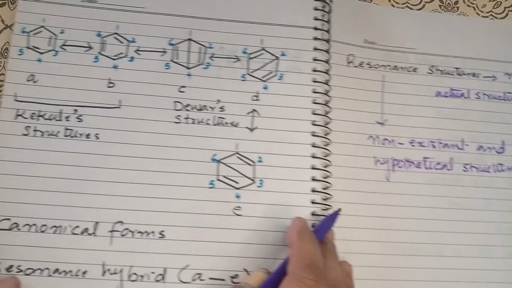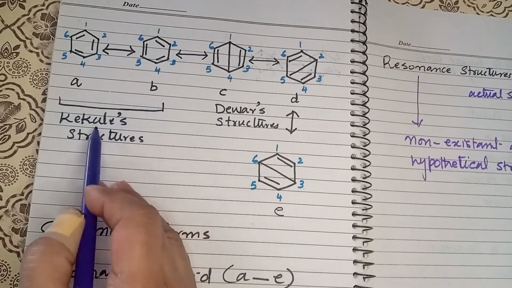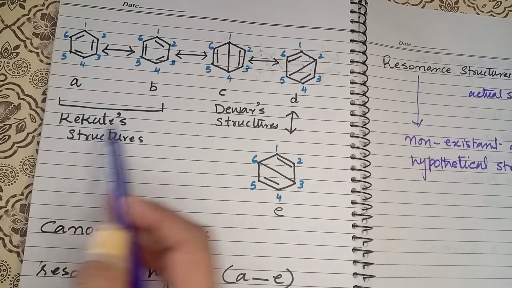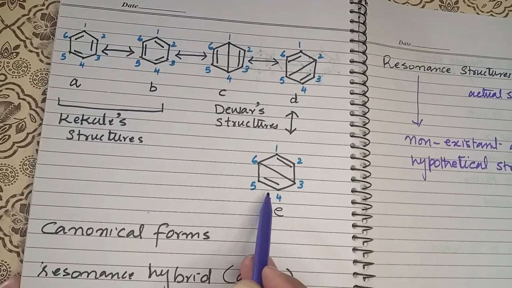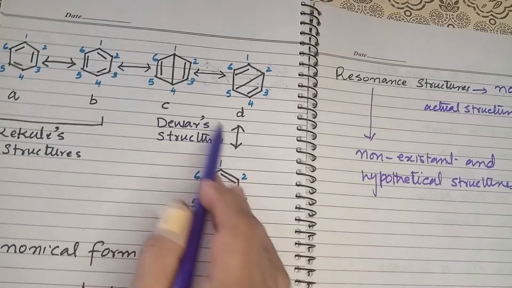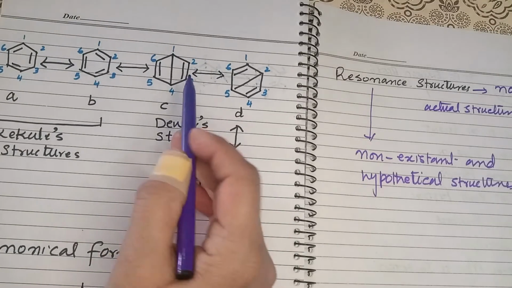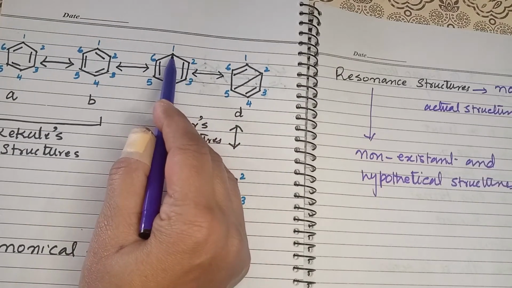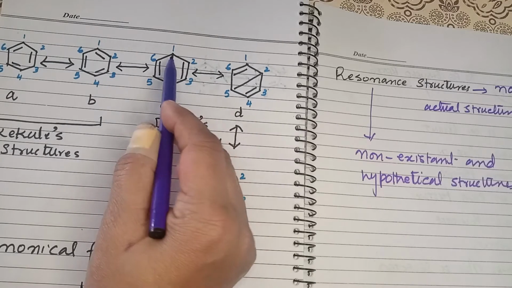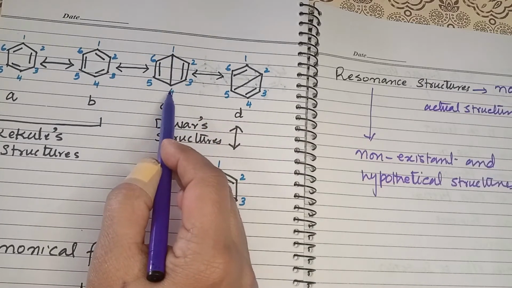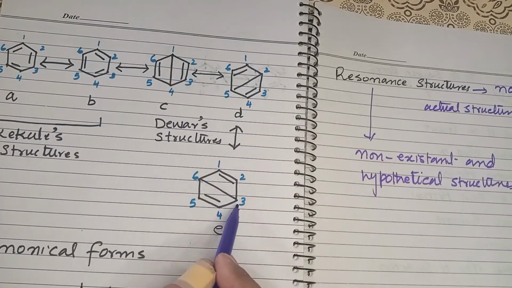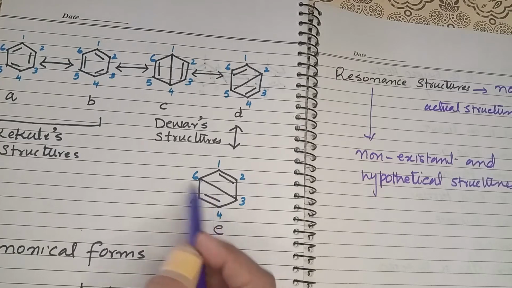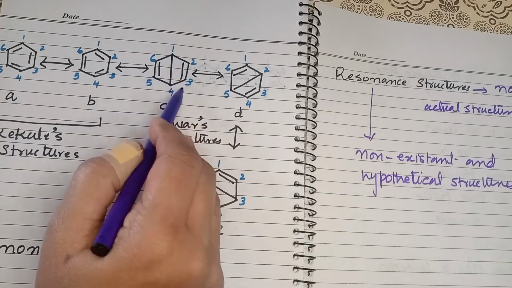Now the first 2 structures are given by Kekulé, that's why they are known as Kekulé structures. And the next 3 structures, C, D and E, are given by Dewar, that's why they are known as Dewar structures. In the Dewar structures, we can notice that the carbon atoms present at opposite sides, carbon 1 and carbon 4 in structure C, carbon 2 and carbon 5 in structure D, and carbon 3 and carbon 6 in structure E, are at a larger distance as compared to carbon atoms adjacent to each other.